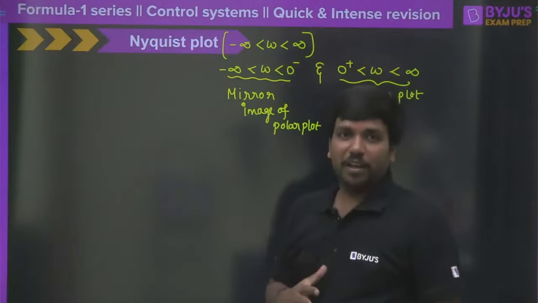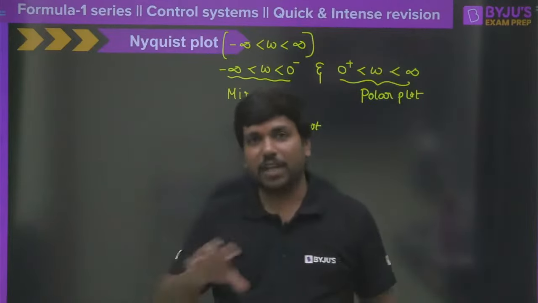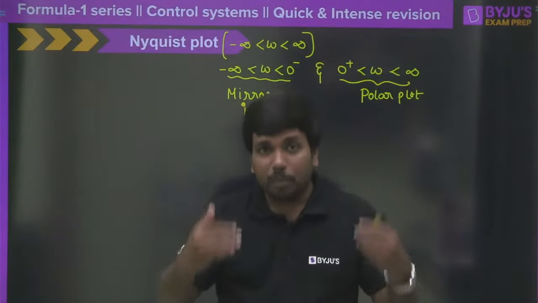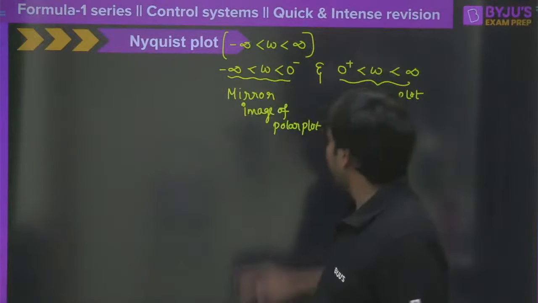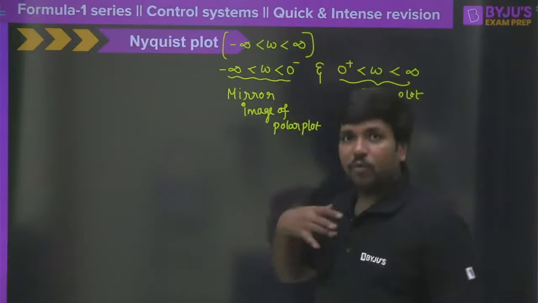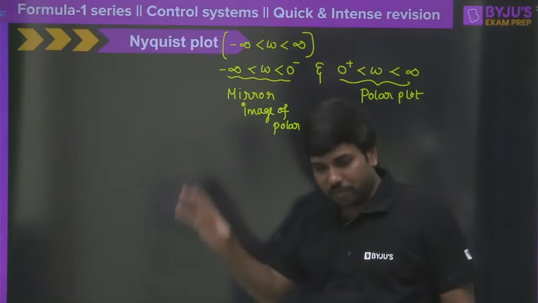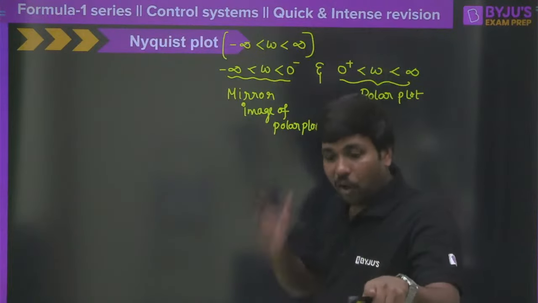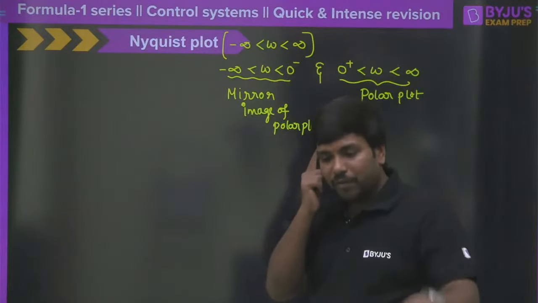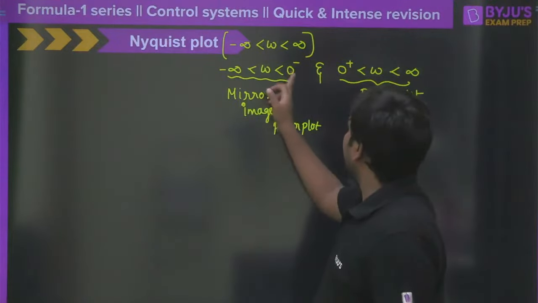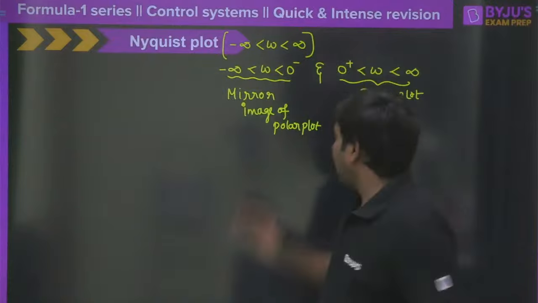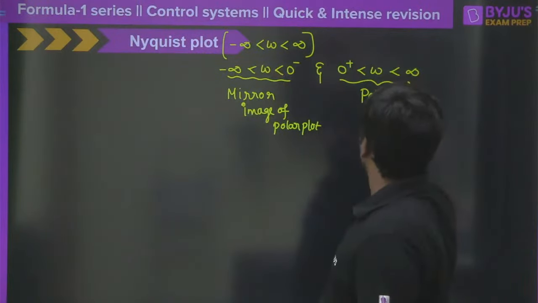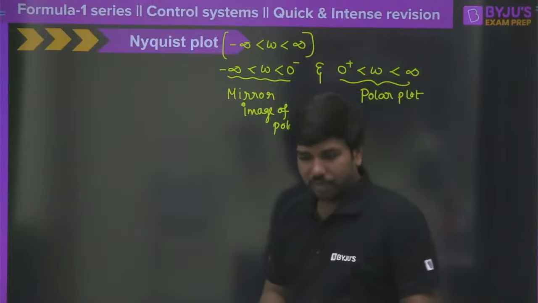Honestly speaking, you will not find this kind of understanding in the books. You must do the practice and understand the things. Usually we explore the frequency response from minus infinity to infinity. But logically, if you apply common sense and divide it from minus infinity to 0 minus, that means just before 0, and just after 0 to infinity, that is considered as a polar plot here, correct?